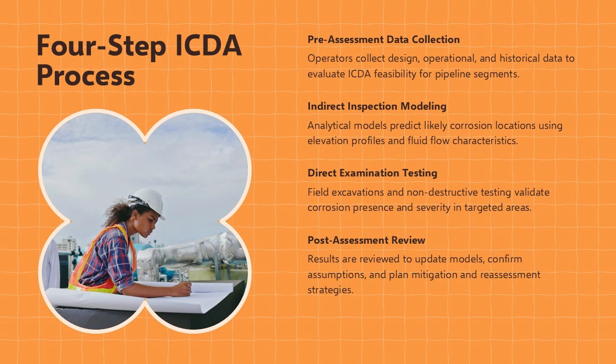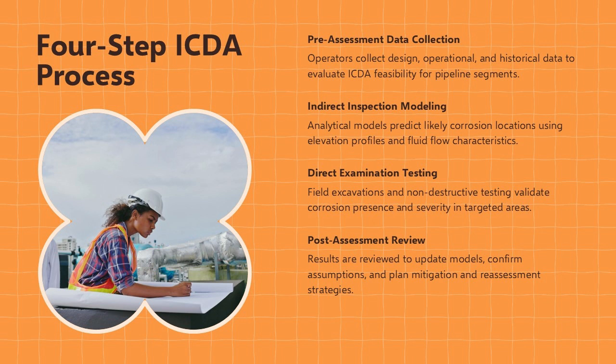Pre-assessment focuses on data collection and feasibility evaluation. Operators gather design, operational and historical data to determine whether ICDA is appropriate for the pipeline segment under consideration. This step establishes the technical foundation for all subsequent activities. Indirect inspection involves analytical modeling to predict locations where internal corrosion is most likely.